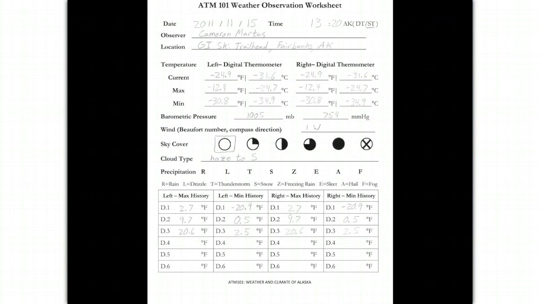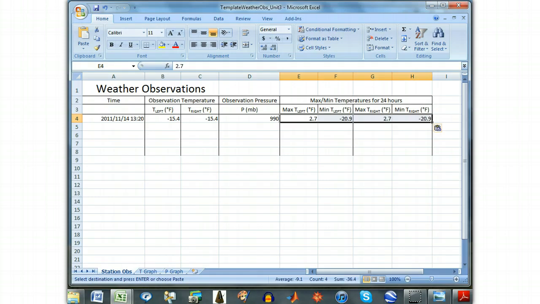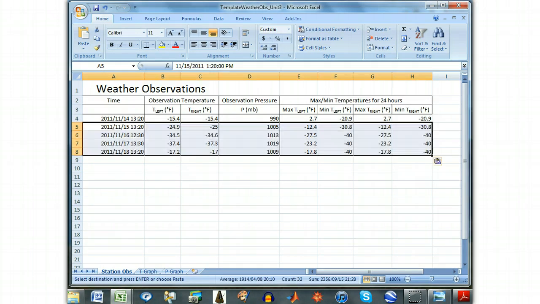Notice that while my observations were for the 14th of November, I am getting my max-min data from the worksheet for the 15th of November to complete the data for the 14th. Here are the max-mins I'm looking for in the D.1 row. You will repeat this process every day. At the end of the week, your spreadsheet should look like this, with 5 rows of data.